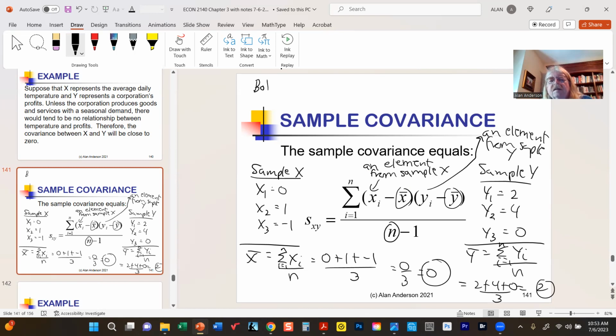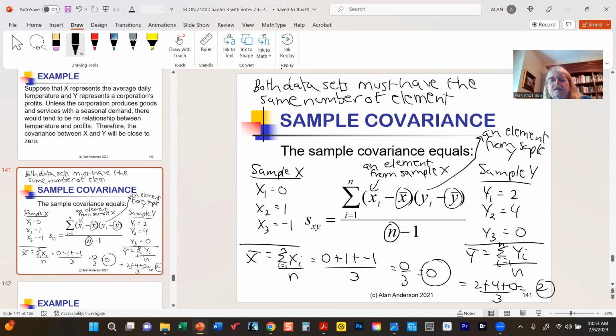Both, we'll call them data sets, must have the same number of elements. And that number is N. Okay, so the N that we've seen earlier that represents the sample size, means in this case the common sample size between X and Y.